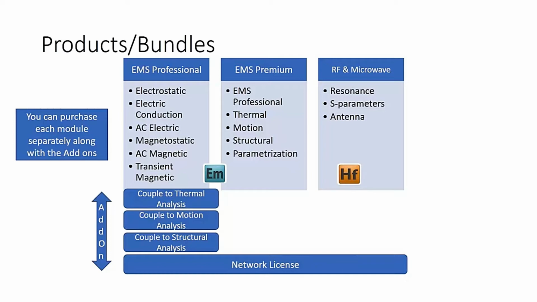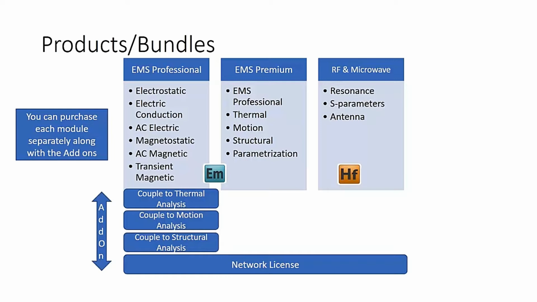Now let us take a look at the products and bundles that we offer here. EMS has 2 main bundles. One is called the EMS Professional Bundle and the other is the EMS Premium Bundle. Now the EMS Professional Bundle comes with 6 different solver modules. It's the electrostatic, electric conduction and AC electric, which form the electric modules, and the magnetostatic, AC and transient magnetic, which form the magnetic modules.